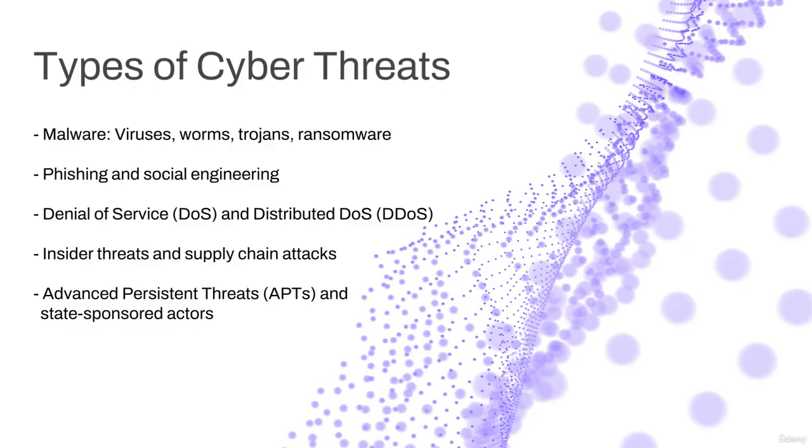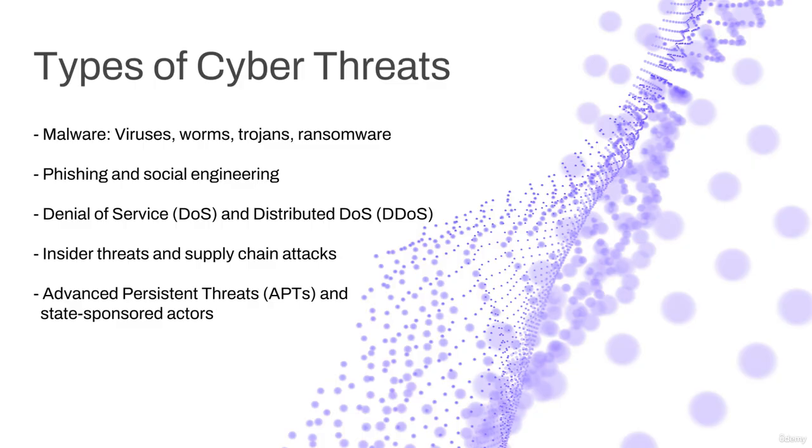Phishing is another widespread threat falling under the broader category of social engineering. These attacks exploit human psychology rather than technical flaws. Phishing emails, for example, may trick a user into clicking a fake login link or downloading an infected file.